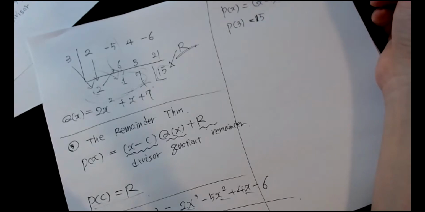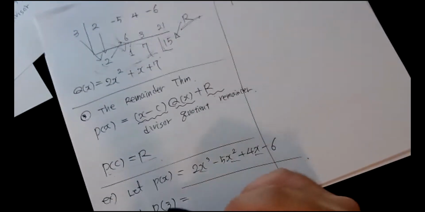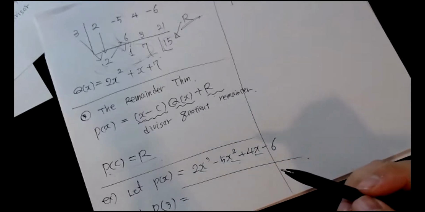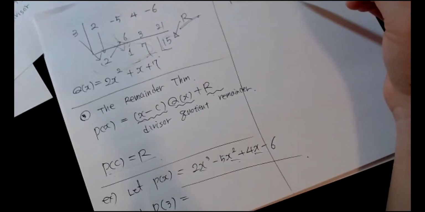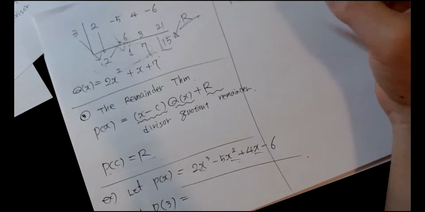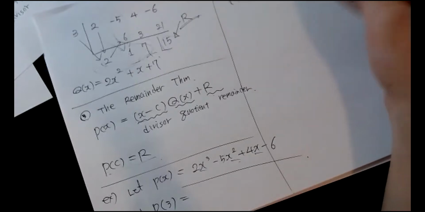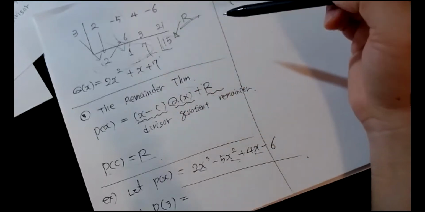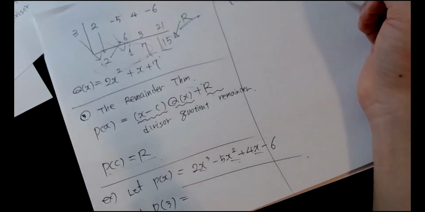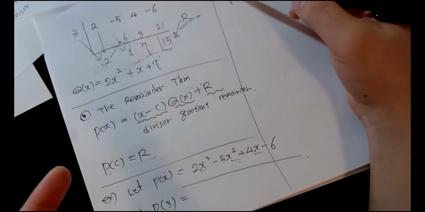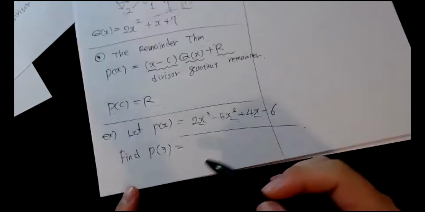I know that directly plugging 3 into x maybe is easier than using the remainder theorem, but I just want to introduce how the remainder theorem can be used. So when you find p of 3, we divide the polynomial by x minus the number right here.